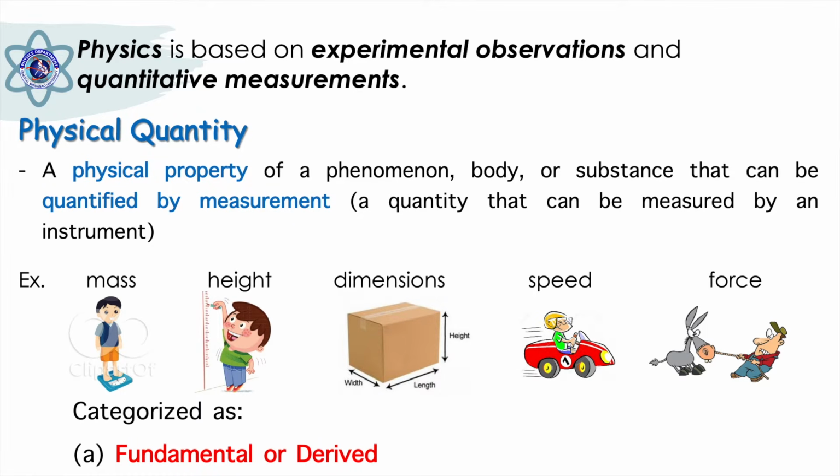What about volume? That would be a derived physical quantity. Even speed and force are derived physical quantities. Take note that there are actually only 7 fundamental physical quantities, and the rest are derived, which will be discussed later. The other category is simply scalar or vector quantities. This will be discussed in the next videos.